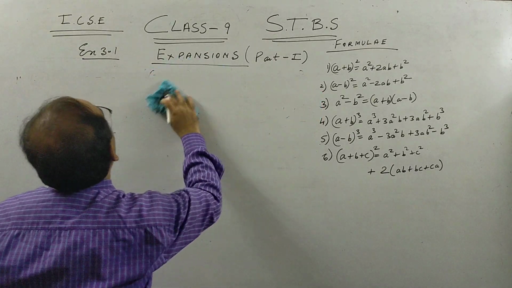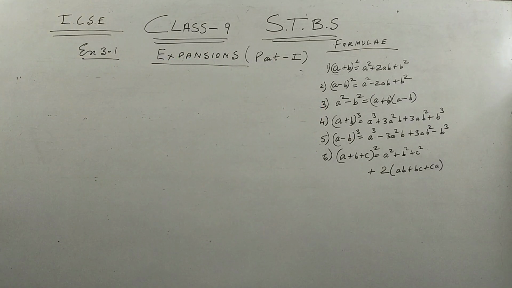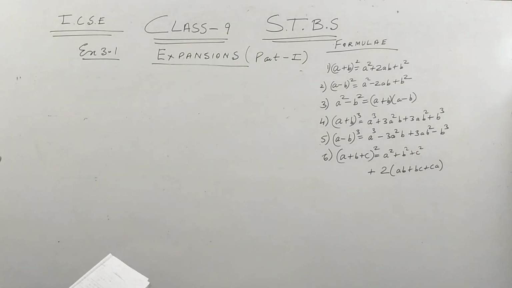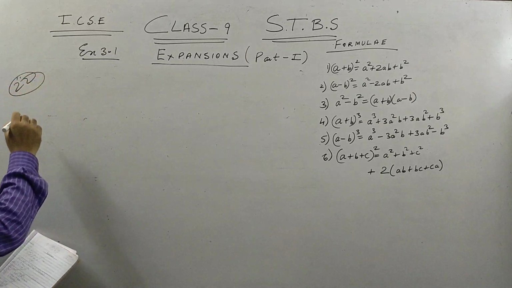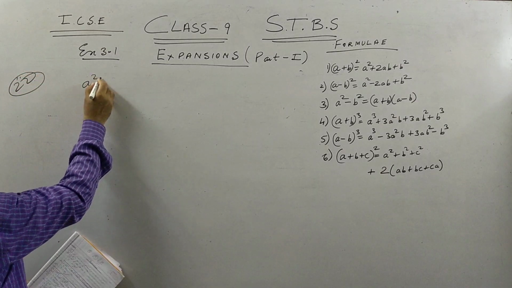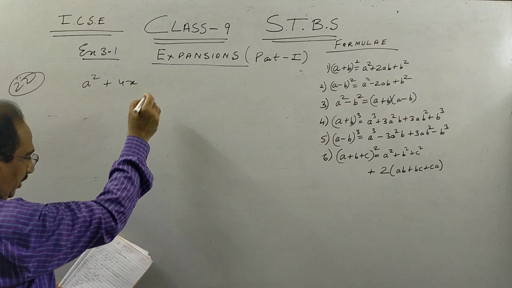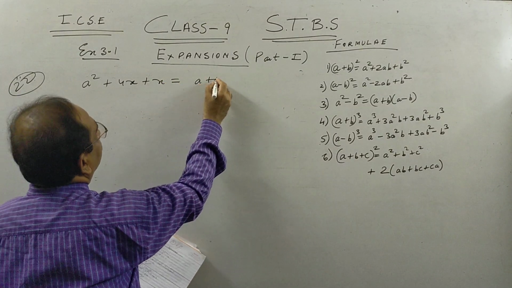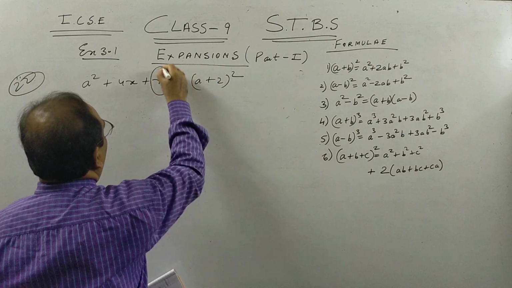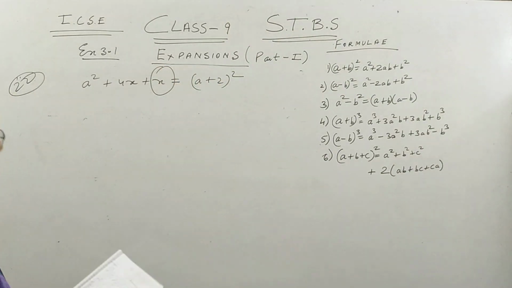Next sum we have number 22. One very easy question is there which may look difficult. Two things are given. You have to find what is x.